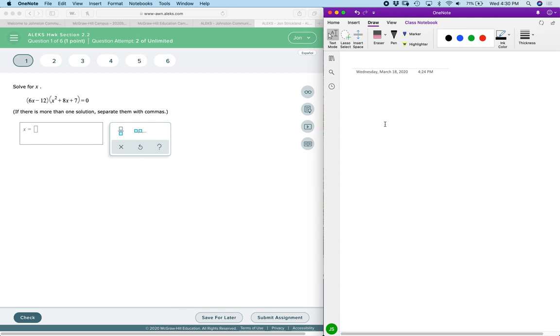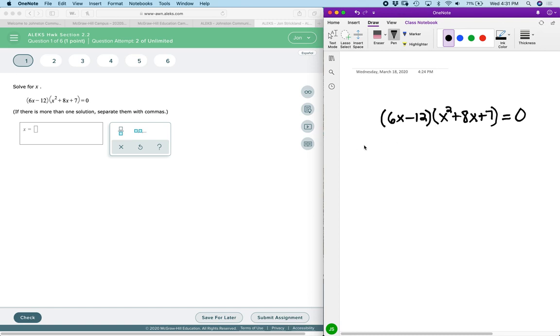Okay, for what we have in section 2.2 as a sample problem that we have in ALEKS online, we're looking at solving for x, and here we have the quantity 6x minus 12 times the quantity x squared plus 8x plus 7 is equal to 0, and now these terms or expressions I can factor.